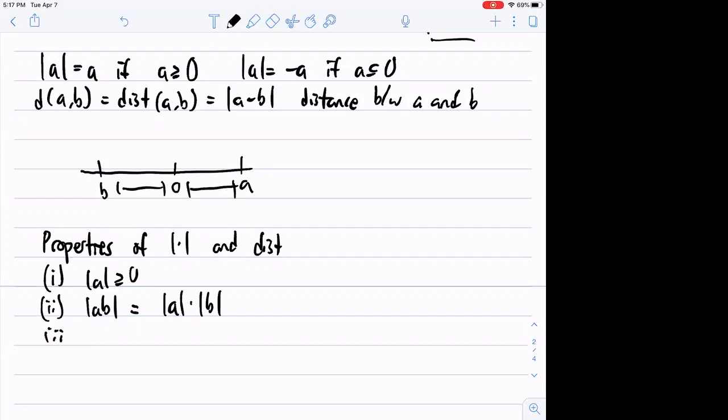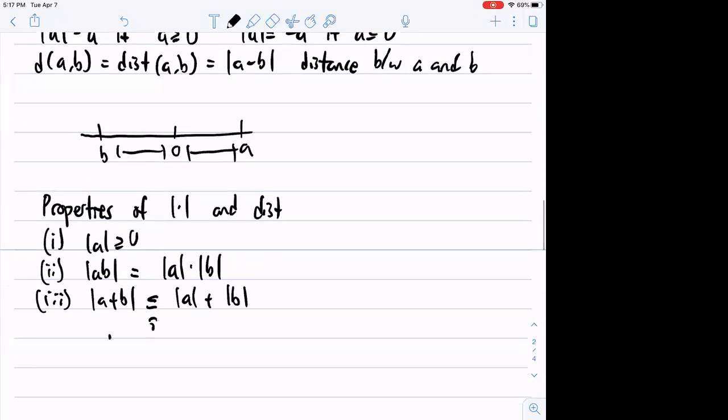So hopefully this is also obvious. And third of all, we have absolute value of A plus B is less than or equal to absolute value of A plus absolute value of B. So we call this the triangle inequality. Normally the shorthand, I write it like this.